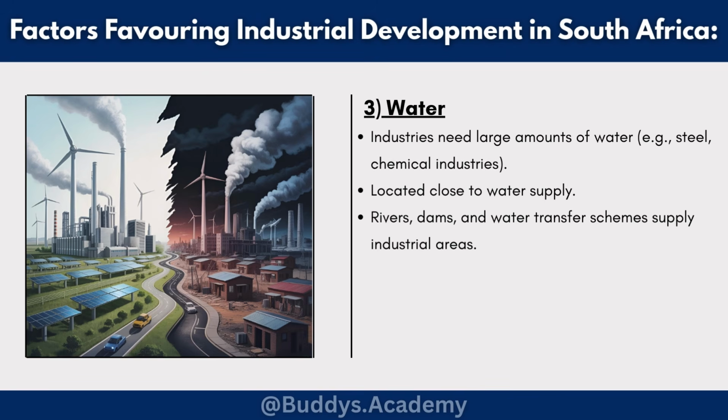The next factor is going to be water. Now, industries are going to need large amounts of water. Examples are your steel or your chemical industries, because remember, water is going to be used either for the processing of these raw materials or is going to be needed for the cooling of machinery. So basically, these industries need to be located close to your water supply. So things like your rivers, your dams, and your water transfer schemes are going to supply these industrial areas.